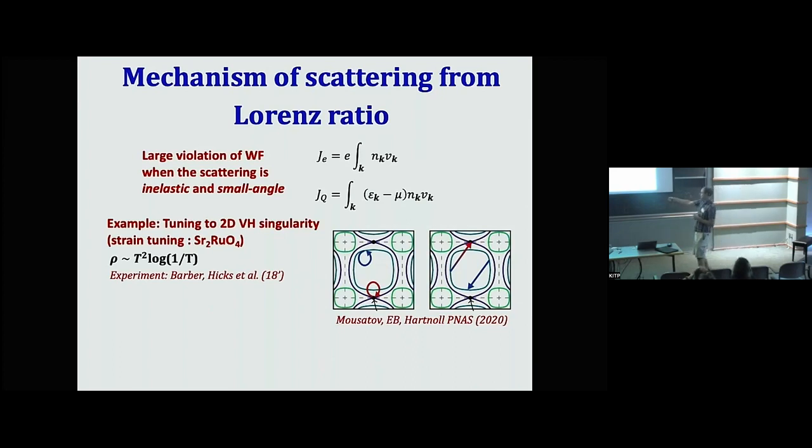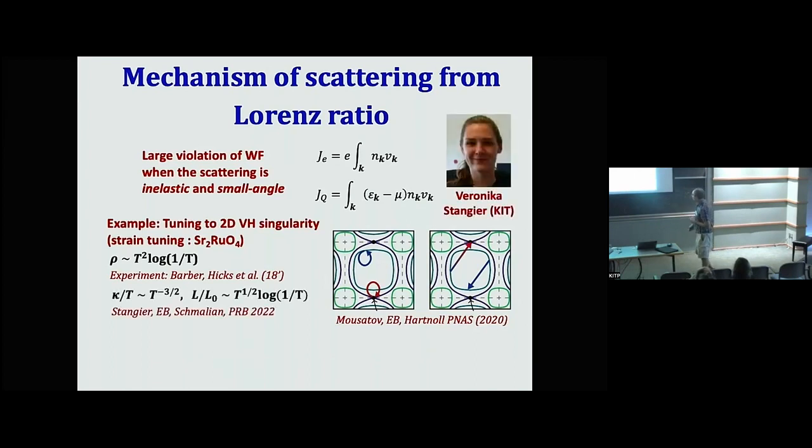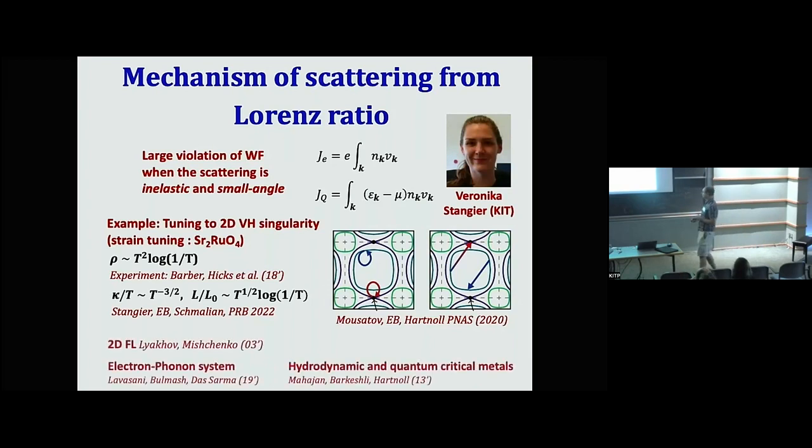This has been beautifully observed in strontium-ruthenate. And the prediction made with Veronica, who's a student with Jörg, is that the Lorenz ratio would actually be parametrically violated at low temperature. This is an extremely clean metal, so as long as the temperature is bigger than the elastic scattering rate, this is the behavior we should observe. This is coming from this discrepancy between the scattering mechanisms that contribute to electrical and thermal relaxation. There are many other examples where similar phenomena have been predicted.